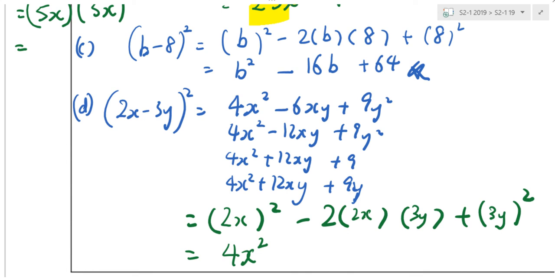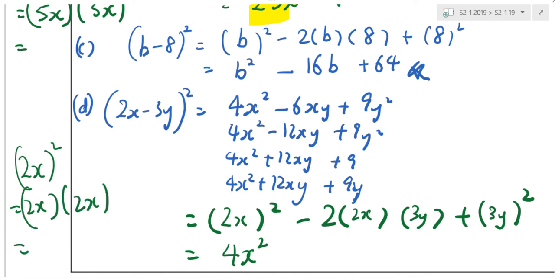Looking at the first term, 4x squared, all the same? Same. Second term got different already, right? Because I have 2x squared means 2x times 2x. What is 2 times 2? 4. Okay, let's try. The second one will tell us which one is wrong. What is 2 times 2 times 3? 12. Wrong. Only the second one is correct.